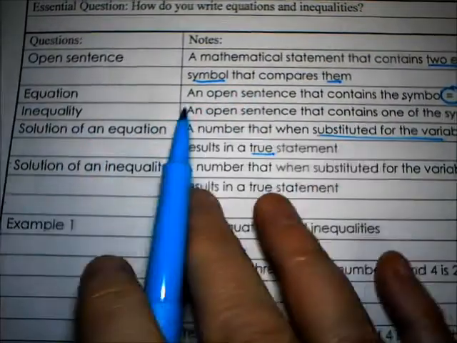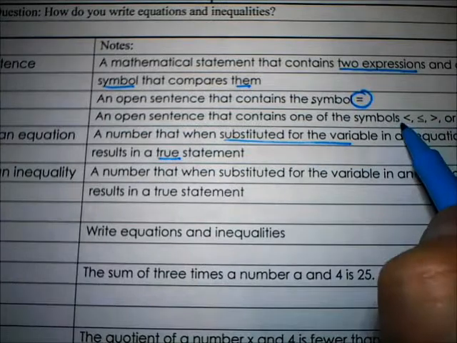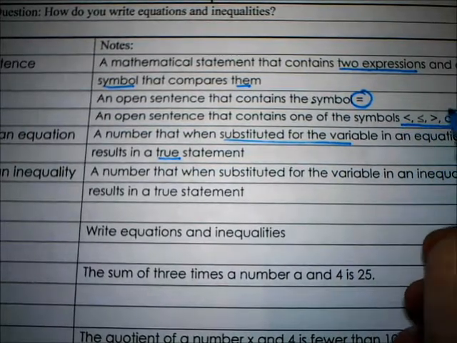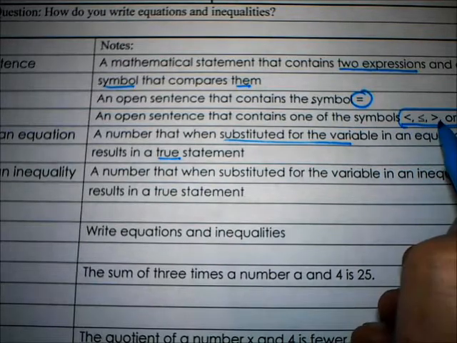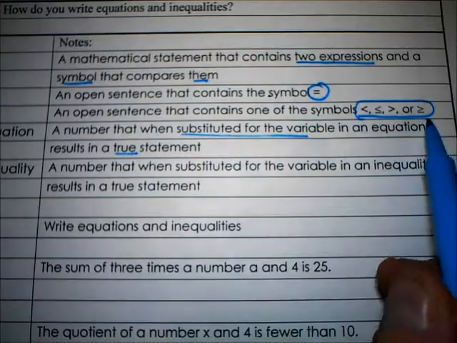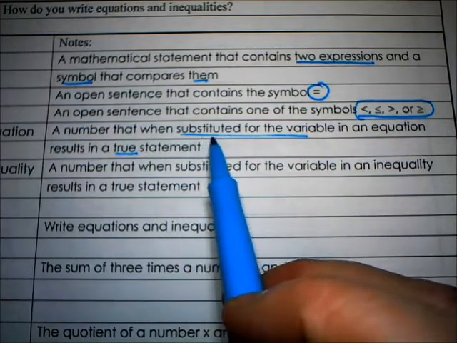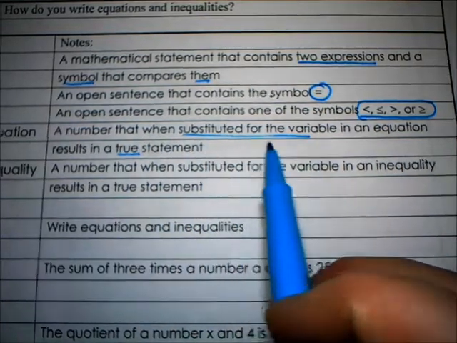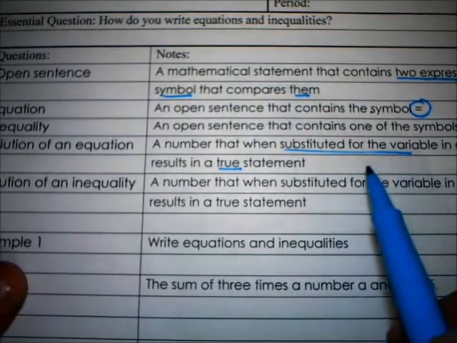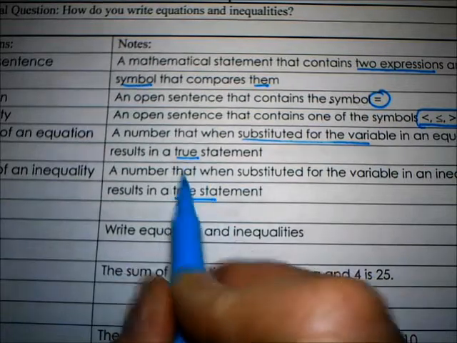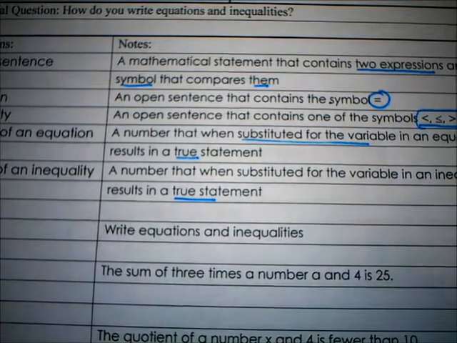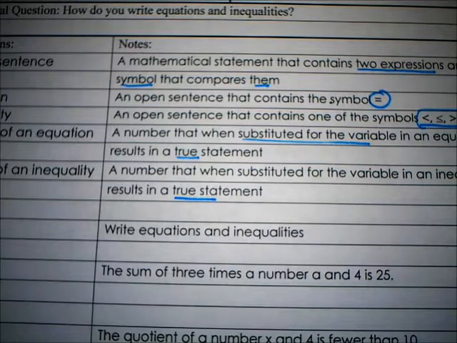Oh, I skipped inequality. Inequality open sentence contains one of these symbols, the less than or equal to, greater than or equal to on your paper. Okay, so the solution was a substitution of the variable. Inequality is a substitution for the variable in the inequality that still results in a true statement, but this one has a vast more examples. Okay, still using the words that we had yesterday to reference.